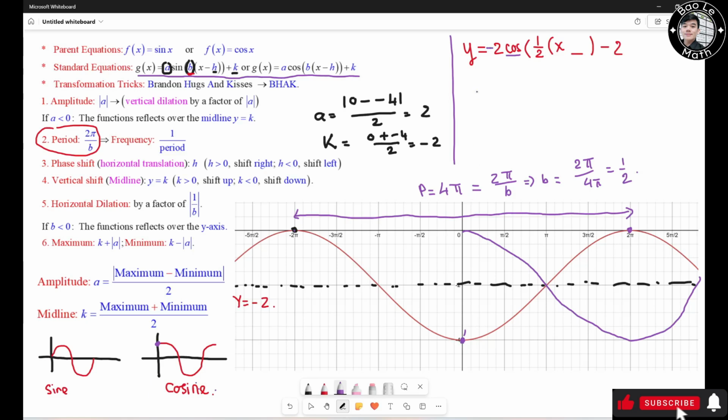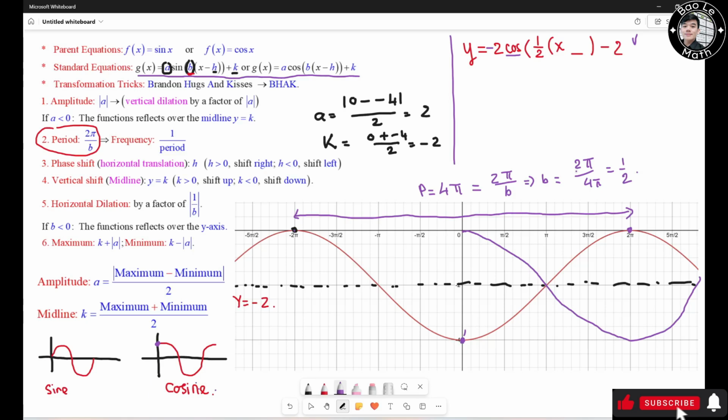Next, because the function starts right at the y-axis, you see that, the phase shift should be 0. So you don't need to write anything right here. You leave it plain. So this is one answer.